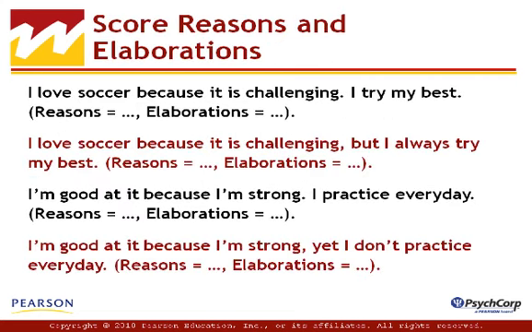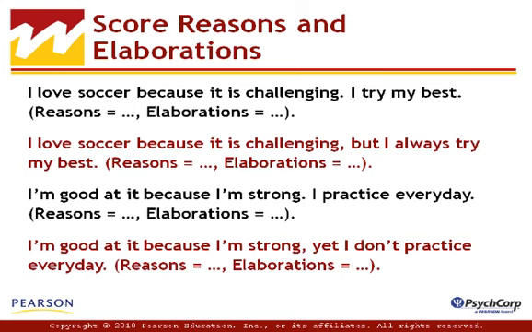For example, I love soccer because it is challenging. I try my best. How many reasons here? Certainly, I love soccer because it is challenging. I will score that as a reason based on criterion I. And this statement is a complete sentence that immediately follows the reason. It's not a contrasting statement. It doesn't contrast with the reason. So here you would have one for reasons, one for elaborations.